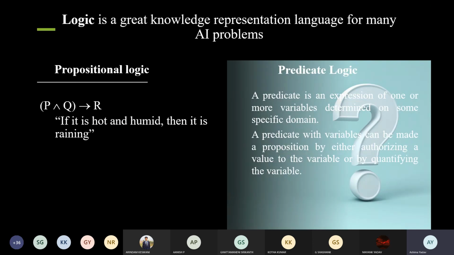Then comes logic. Logic is again a way of knowledge representation only. So you represent the knowledge using propositional and predicate logic. If you have studied discrete mathematics, you might have studied propositional and predicate logic. So what is the difference between them? Why do we use predicate logic actually? Anyone?